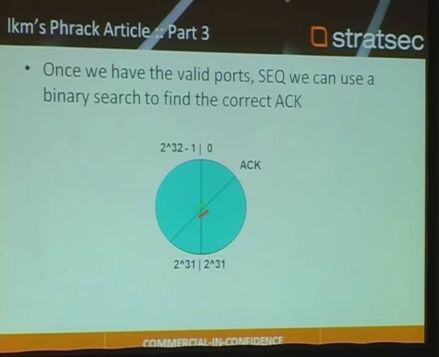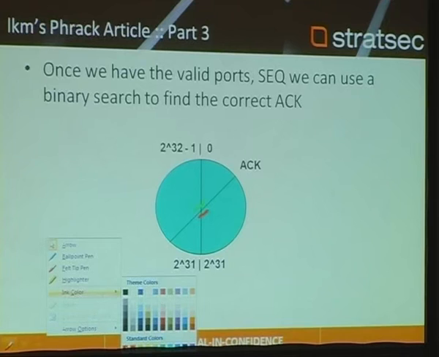But to figure out the exact numbers, we can't use the same technique against the server because the server doesn't have incremental IP IDs. So the idea is we abuse this circular check to do a binary search for the proper acknowledgement number.